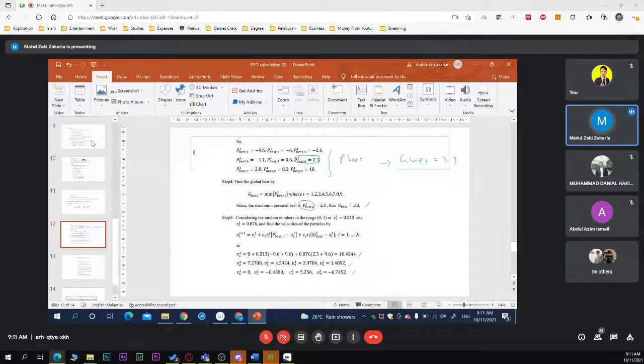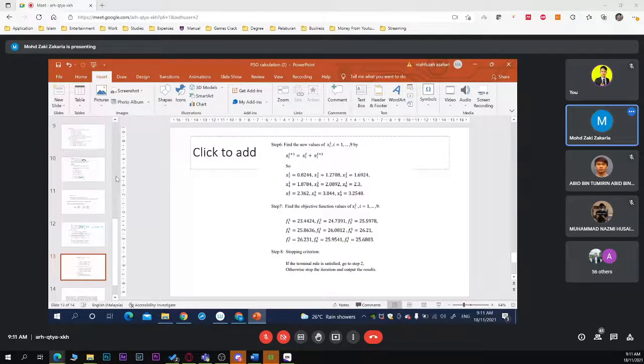Can you follow? Yes, sir. So based on V, the velocity, the next step we need to find the value of X, using equation number 2. The first one was equation number 1. Now using equation number 2, the next position: Xi, the new position, the old position, and then the velocity for the calculation that we calculated just now. So the new position is like this.